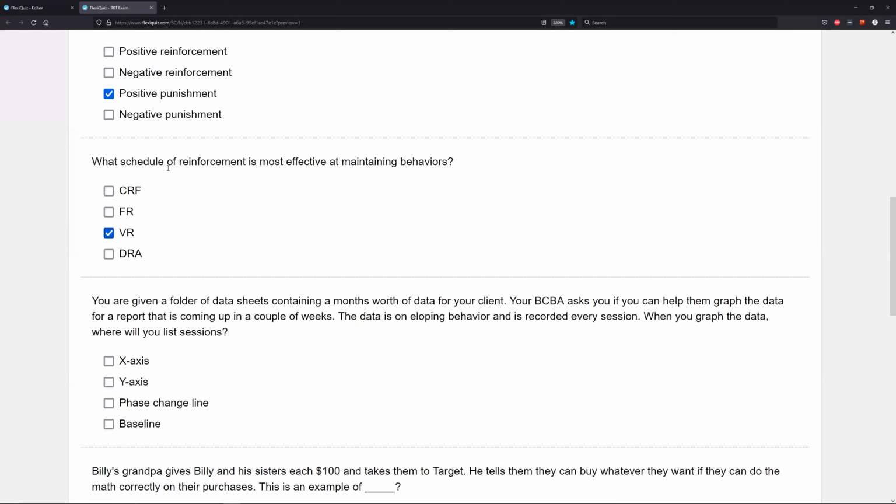So what schedule of reinforcement is most effective at maintaining behaviors? That is a variable ratio. A VR schedule.